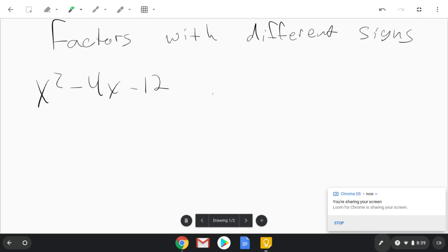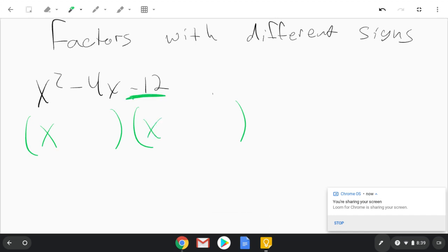The leading term is 1, so we're good there, and we can treat it just like the others. I will factor it into two binomials. Still has to be x and x, but you see, because the 12 term is negative, the only way you can multiply two numbers to get a negative is if one of them is positive and the other is negative. And which number you put where actually does matter this time, all right?